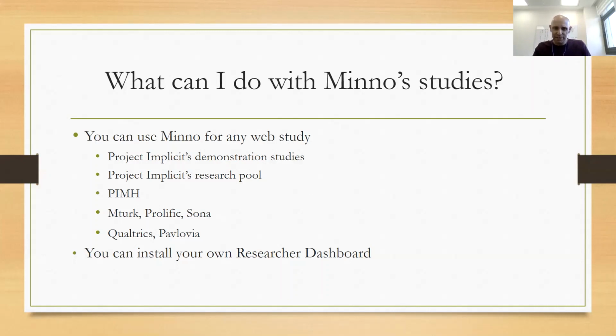You can also integrate Minno with Qualtrics. I guess some of you know Qualtrics, some of you have used it. It's used mainly for questionnaires, but you can also add JavaScript code, and that JavaScript code can be Minno. So you can run IAT on Qualtrics using the same code that we use on Project Implicit's website, and you can create whatever reaction time task you want and put it on Qualtrics.